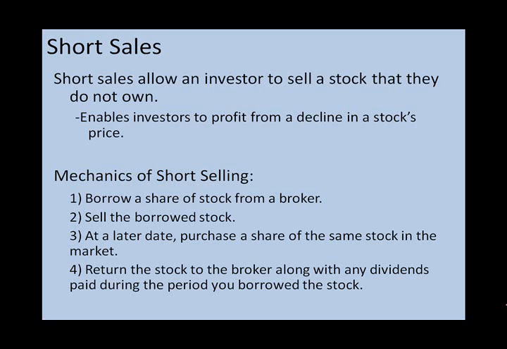So how do you sell a stock that you don't own? Well, the first thing you've got to do, you've got to borrow a share of stock from a broker. Once the broker has agreed to lend you a share, you then sell that share of stock. That gives you some income today because you've sold the share, so you get the money from the sale. At a later date, maybe a month or a week later, you have to purchase a share of the same stock in the market. And then you have to return that stock to the broker, along with any dividends that were paid during the period that you borrowed the stock.